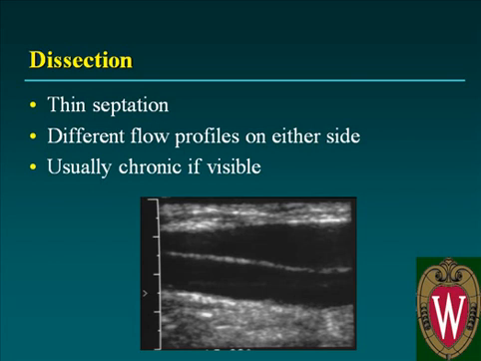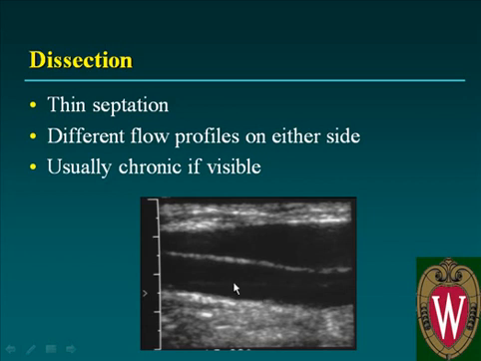Dissections, carotid and arterial dissections, are usually seen as thin septations or bands, as shown here in this carotid artery, that shows different flow profiles on either side. In other words, if you put a spectral Doppler cursor on this side of the band or septation, you will get a different appearance to that waveform than you will see on the other side.